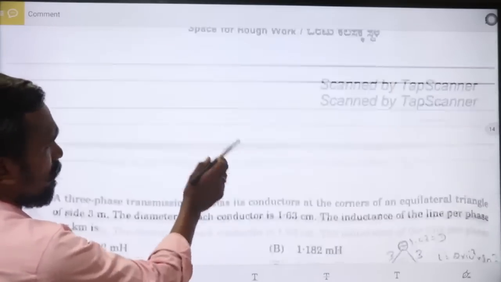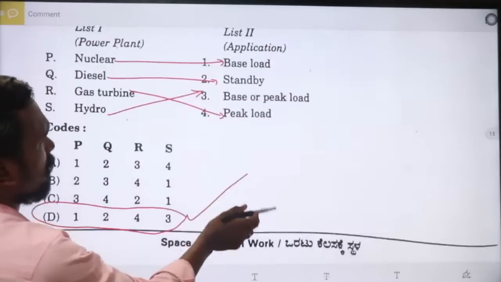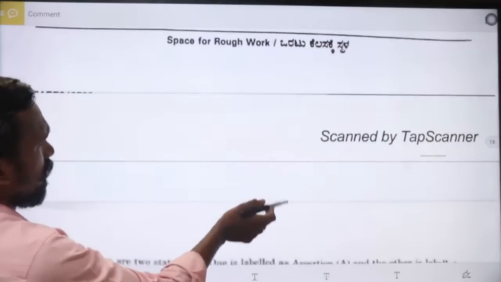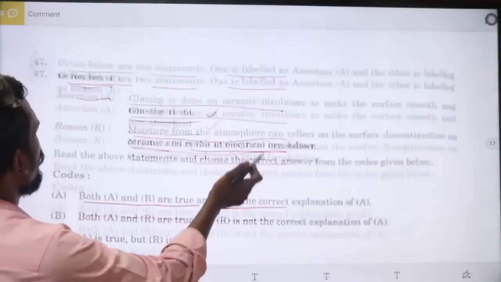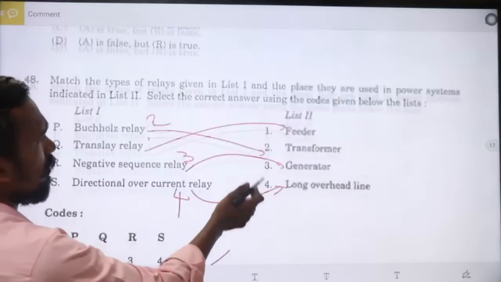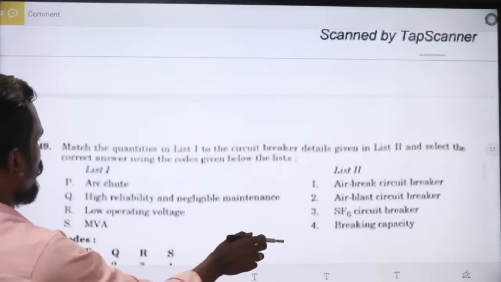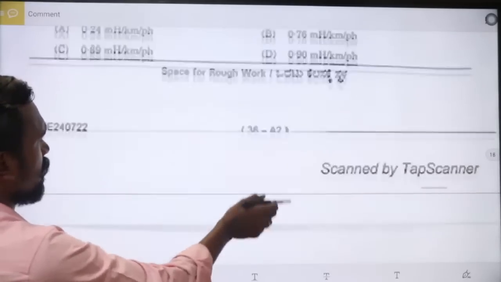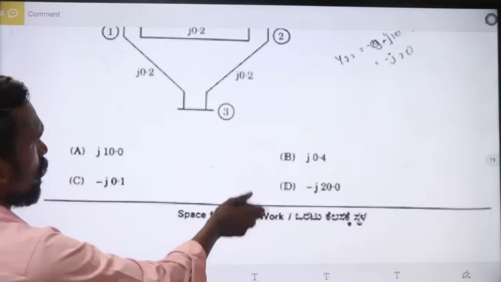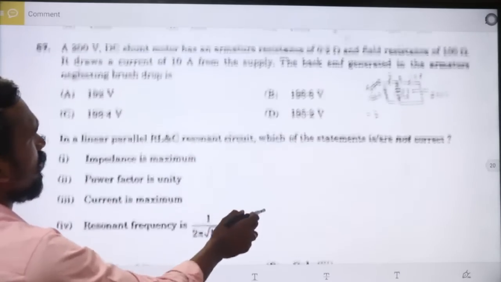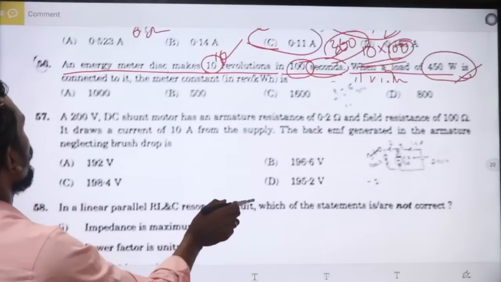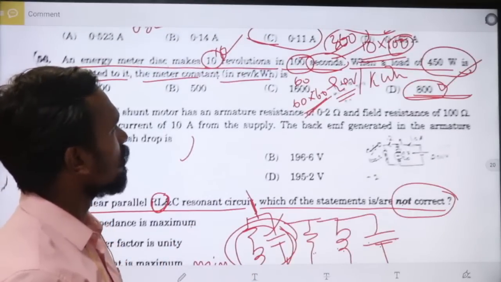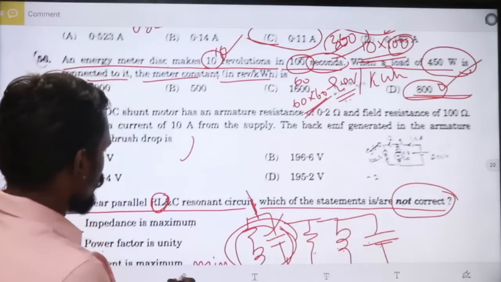And what about next? Where are my questions, sir? This is power systems. Power systems again. HVDC. This is also completed. Power systems again. Power systems questions are also good. Nice. Networks, very easy questions. Now here we have our electrical machines questions.